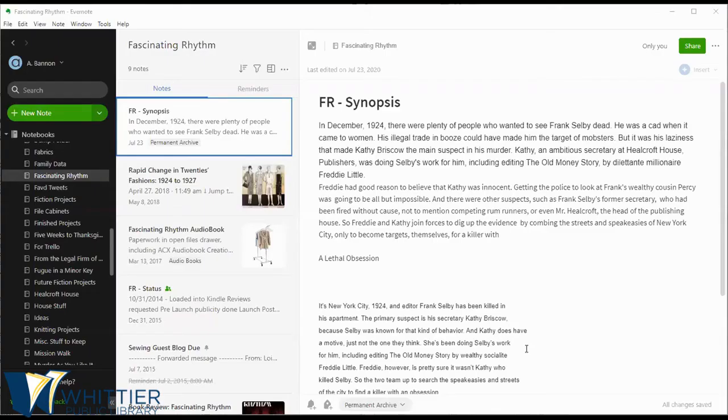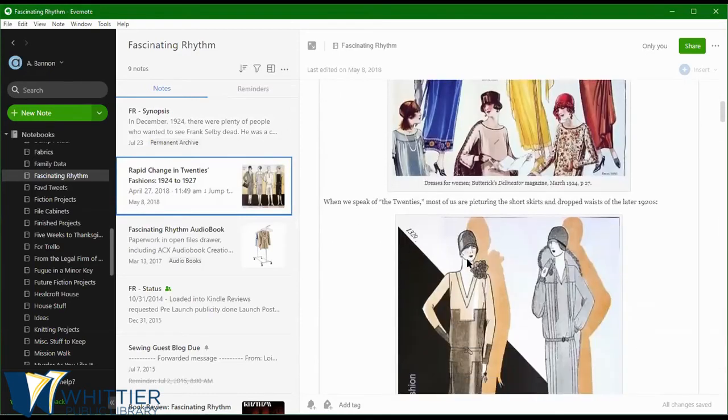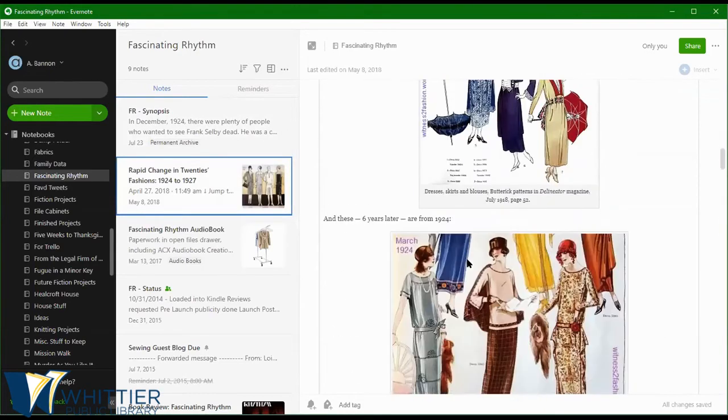Evernote has saved my backside. It is my filing system. Everything lands in here. Rapid change, you know, an article I read on rapid change in 1920s fashion, and this is from the Fascinating Rhythm one.